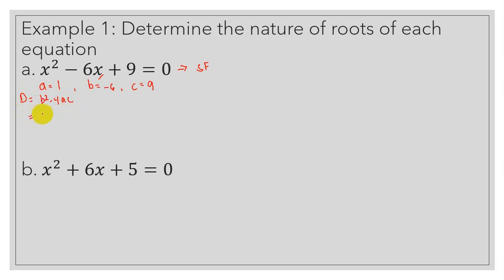Substitute the values. B is negative 6. Do not forget to use grouping symbols. Minus 4 times A, which is 1, and C, which is 9. Actually, class, you can already simplify this one using your calculators. But if you are going to compute it manually, it goes like this. Negative 6 squared is negative 6 times negative 6, which is positive 36. Negative 4 times 1 times 9, okay? So the answer here is negative 36.